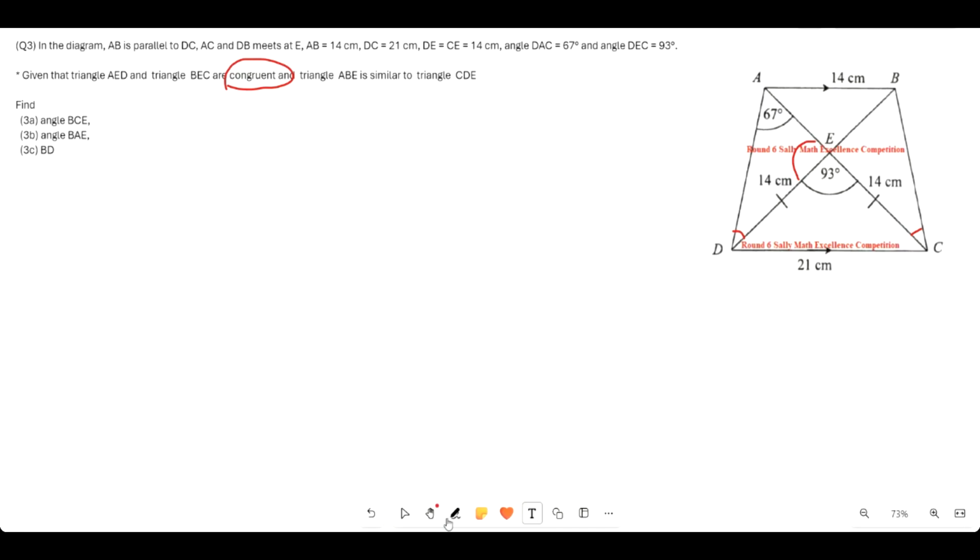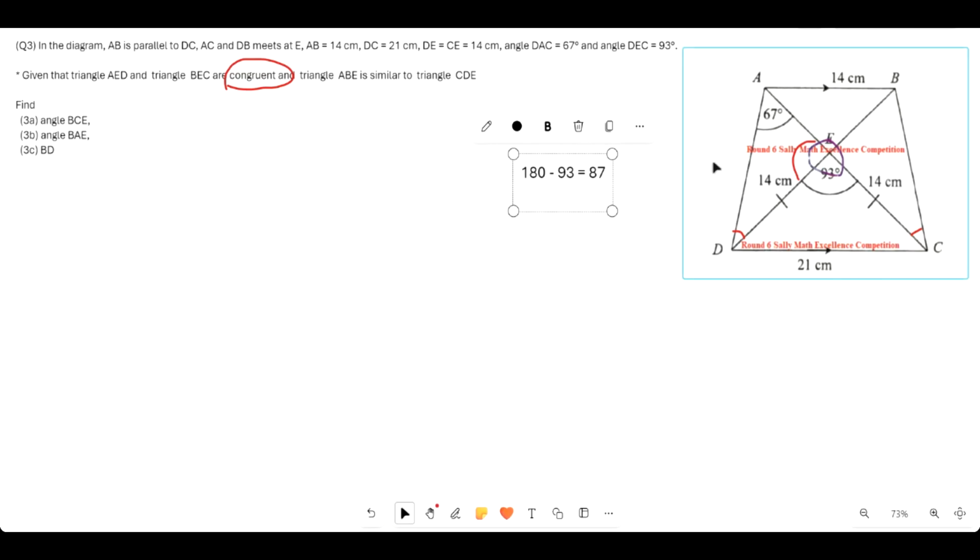But here, you see a straight line. So we can do angles on a straight line, which is 180, minus 93, which will be 87. After we get 87, we know the two angles. So 87 plus 67 equals 154.